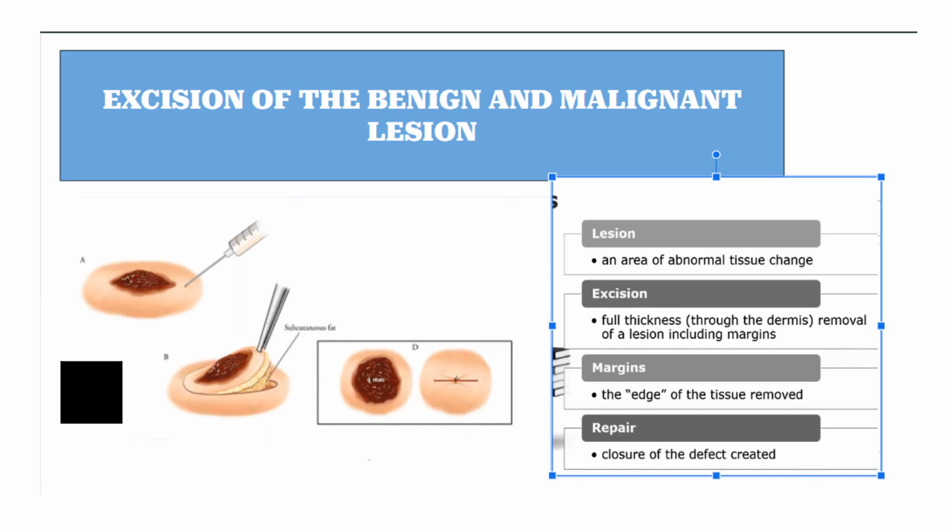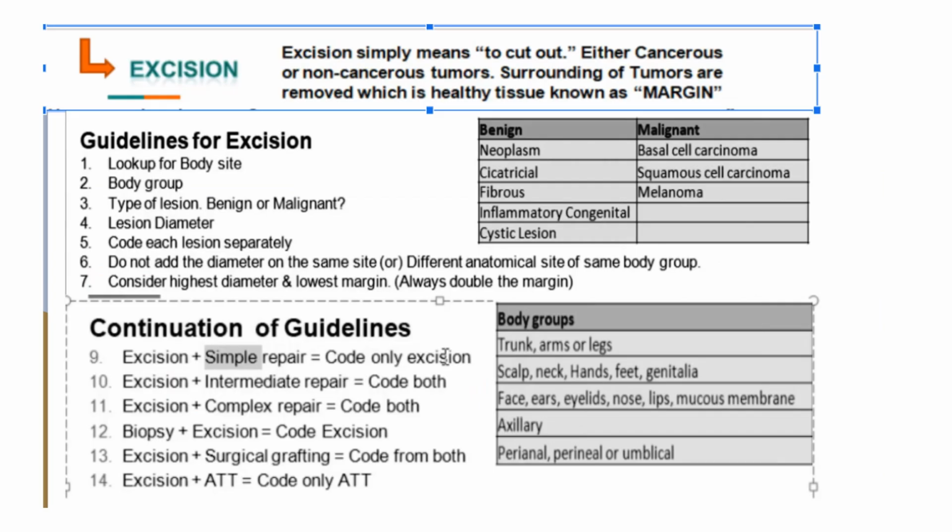So let us see now this. So this topic is very important, so I want your complete attention. First of all, we are going to talk about the excision. Excision simply means to take it out. You have to take out something from the body. So to cut out, completely to cut out is the excision.